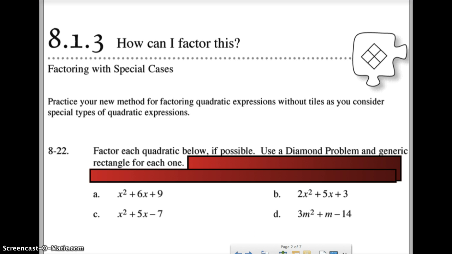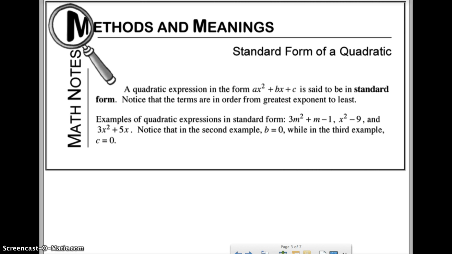Okay? Next part of the problem, I put the math meanings and methods down next, and it says standard form of a quadratic. And I want to talk about what that means. Standard form of a quadratic expression is in the form of ax squared plus bx plus c. And that's what standard form is. And it says notice that the terms are in order from greatest exponent to least. So I start with my x squared term, then my x term, and then my units term comes last. And that's what it means to be in standard form. It's got to be going from greatest exponent to least exponent, from left to right.